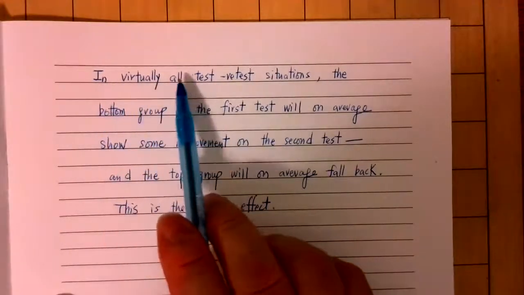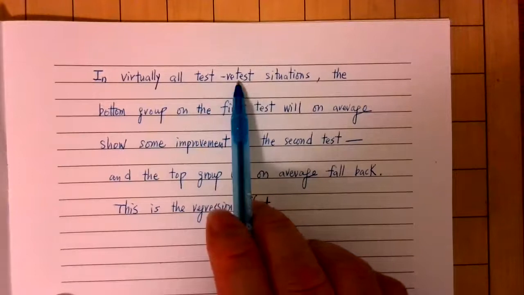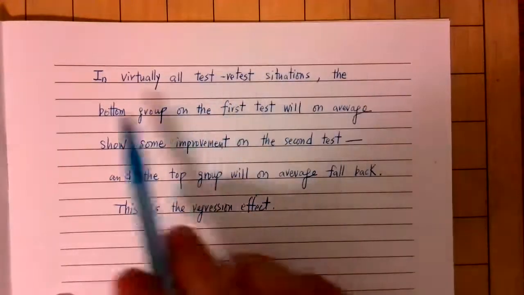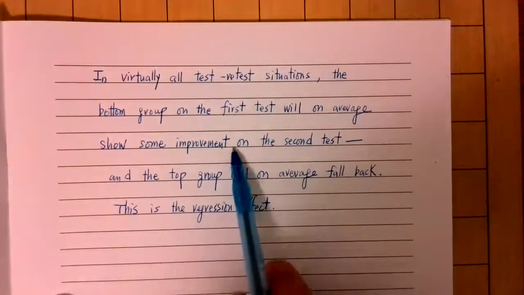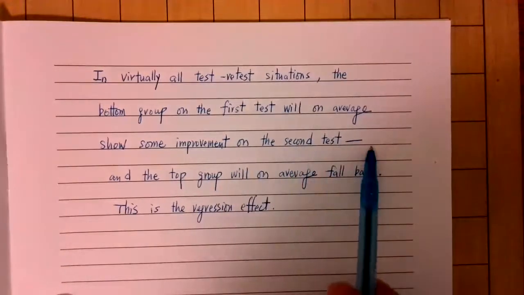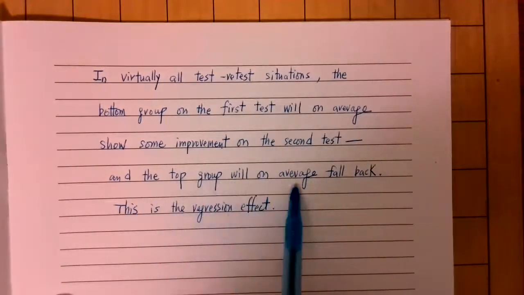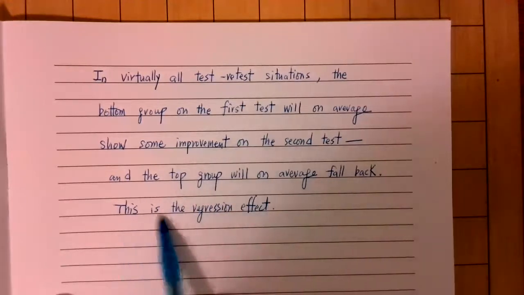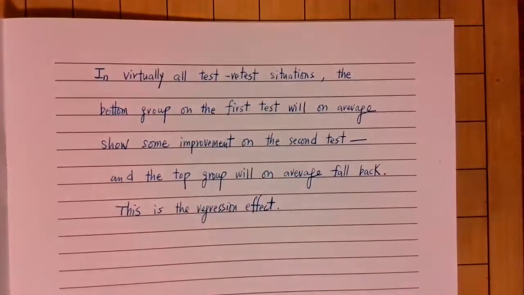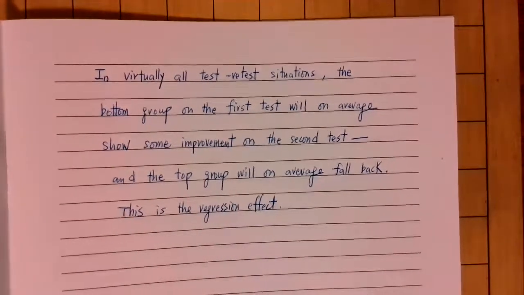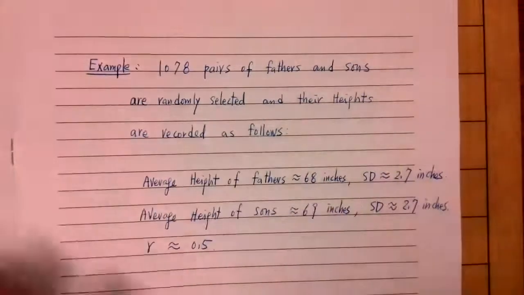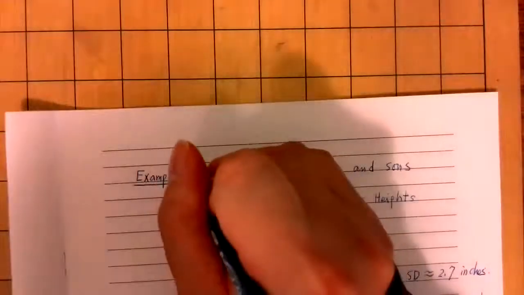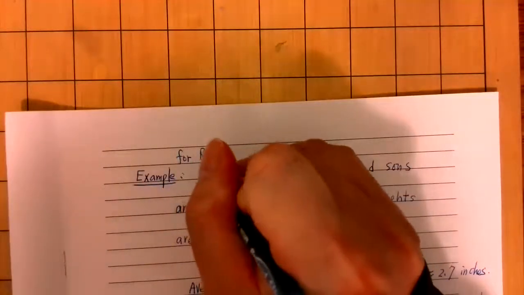In virtually all test and retest situations, the bottom group of the first test will on average show some improvement on the second test. And the top group will on average fall back. This is the regression effect, okay? Now let's look at a concrete example for the regression effect.